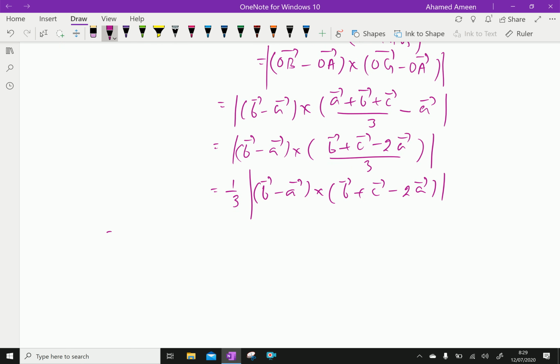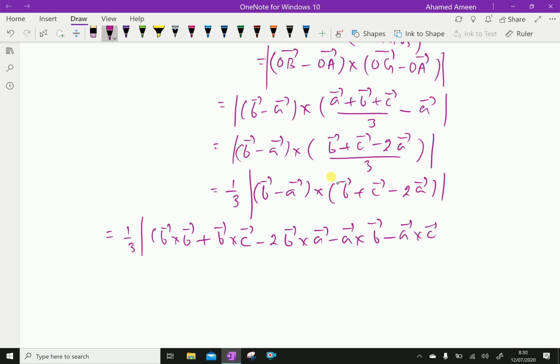Now let us multiply each term here. Vector B with all the 3 terms: vector B cross vector B, plus vector B cross vector C, and minus 2 vector B cross vector A. With minus vector A we will multiply every term in the second portion: it is minus vector A cross vector B, minus vector A cross vector C, minus minus plus 2 vector A cross vector A. Here vector B cross vector B is 0.